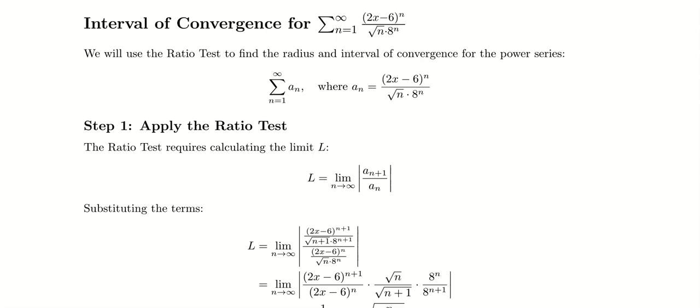In this video, we want to find the interval of convergence for the sum from n equals 1 to infinity of (2x minus 6) raised to the nth power over root n times 8 to the nth power. In order to find the interval of convergence, we're going to use the ratio test.